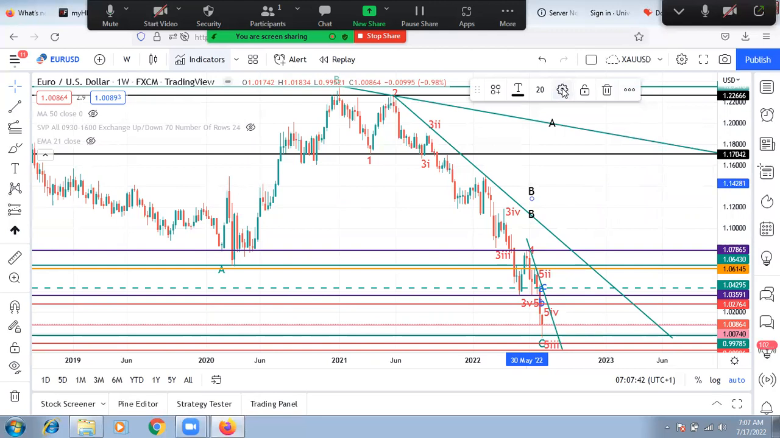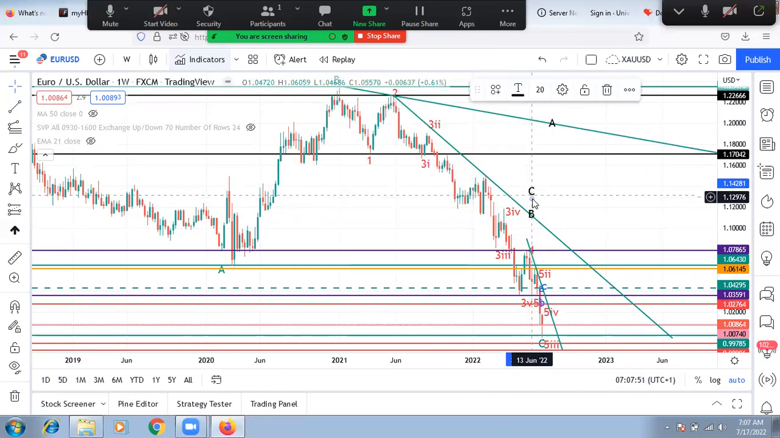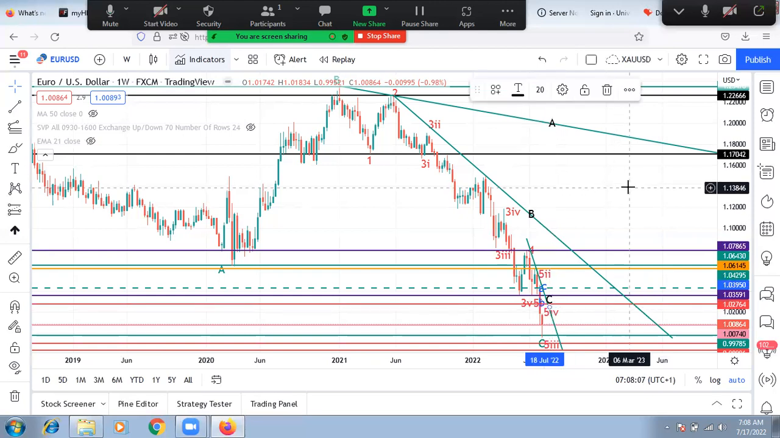You take it trend line by trend line. So this is trend line C. We need to see how this trend line C is going to be, where do I put it? Let me put it somewhere here. Yeah. How this trend line C is going to be violated.